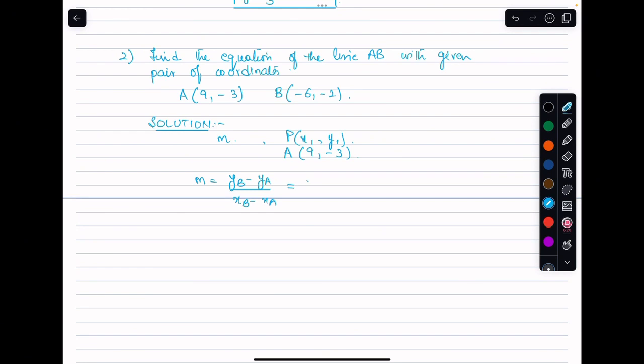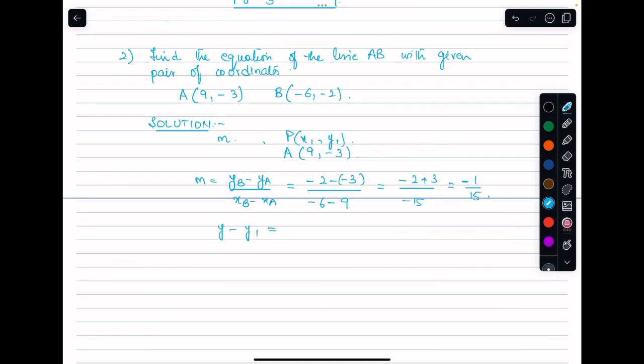So this can be equal to -2 minus (-3) divided by -6 minus 9. So this gradient value is going to be -2 plus 3 divided by -15, or I can say that the gradient value here comes out to be -1 over 15. So I have the gradient value.